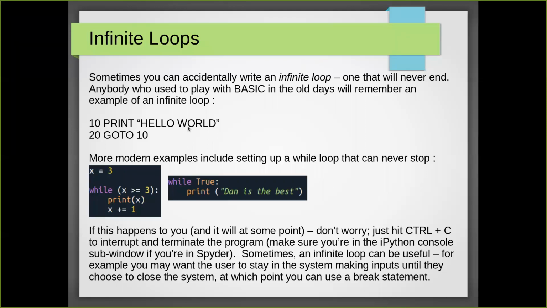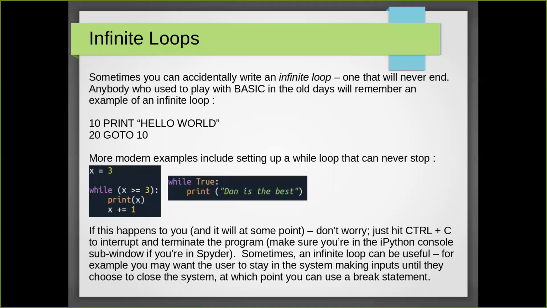So a more modern example could include setting up a while loop that can never stop. So let's imagine we've got a variable called x, and we set that to a value of 3, and we set up a while loop that says whilst x is greater than or equal to 3, then print the value of x, and then increment x by 1. Well, that means that while loop will never stop, because the first time around it'll be 3, and then the next time around it'll be 4, and then 5, and then 6. It's never going to end. It's never going to be less than 3, and therefore you've got an infinite loop.